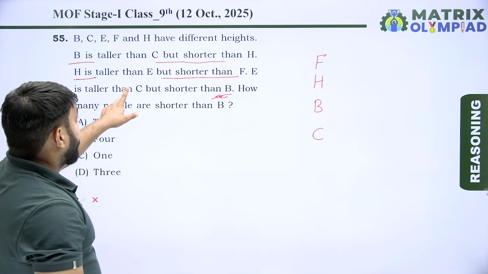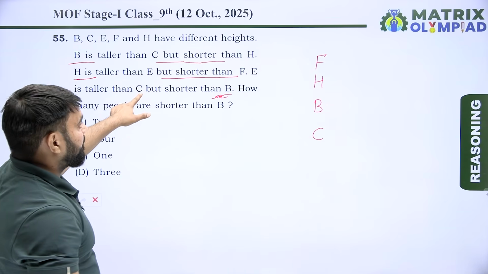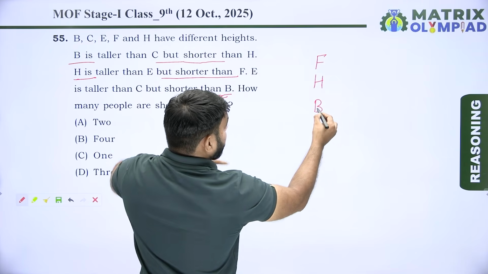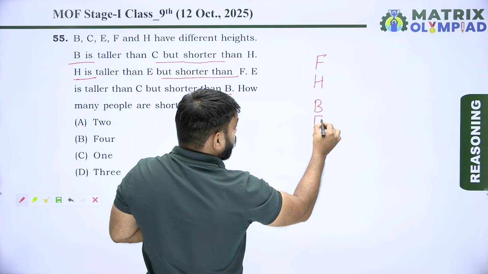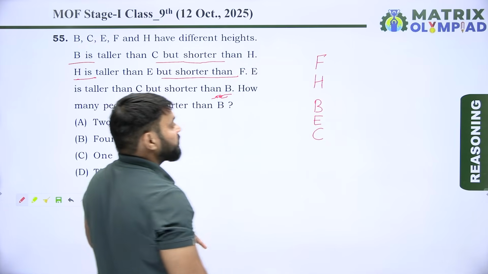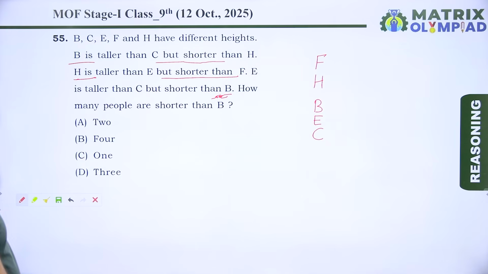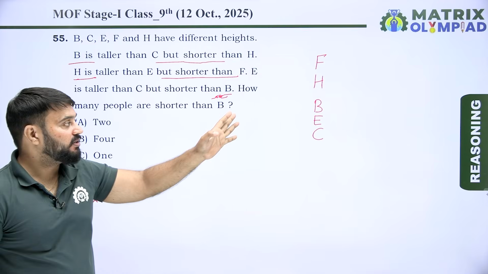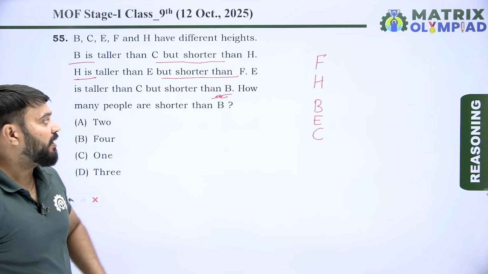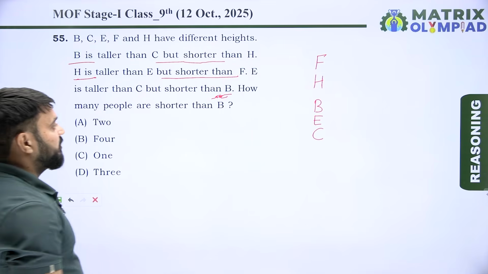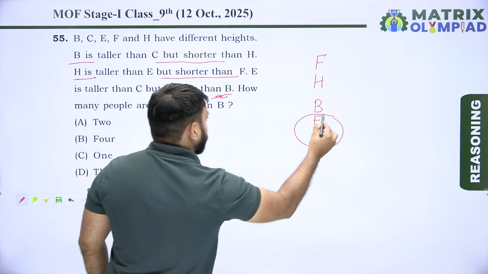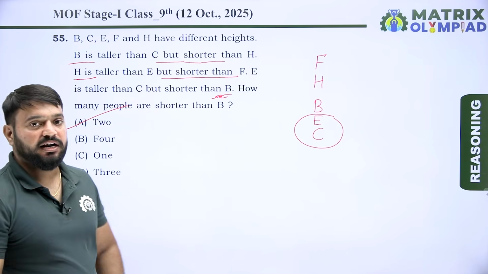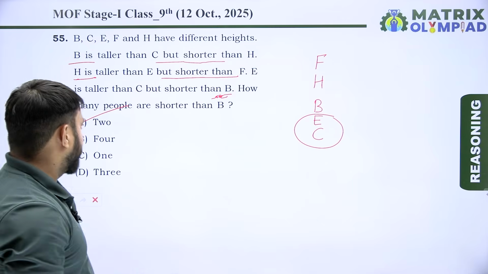Now E is taller than C. E is taller than C but shorter than B. E is shorter than B but taller than C. So now, how many people are shorter than B? According to the given information, there will be 2 people shorter than B in this question. So here option A is the correct answer of this question.